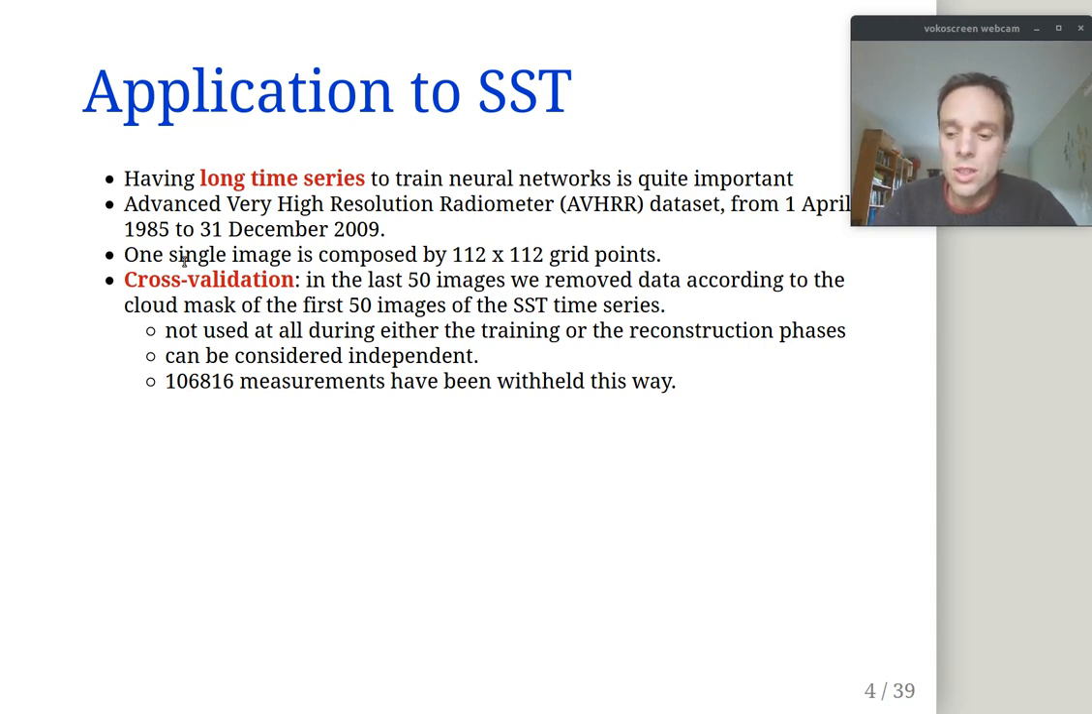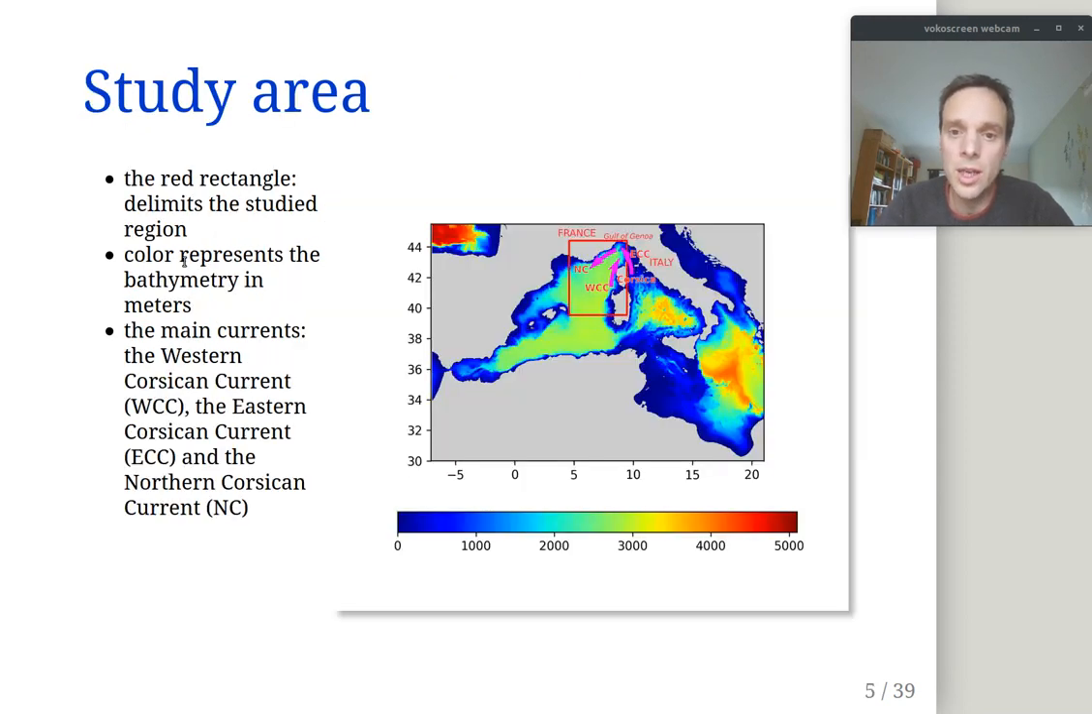In order to make our tests, our experiments, we were looking for the longest time series of data that we have, and it was actually the GHER data set, which goes from April 1985 to 2009. And we are using data from the EGU2020 region, which is part of the Mediterranean Sea, so a relatively small area for this first test. The last 50 images of this time series were removed and used for validation later on.